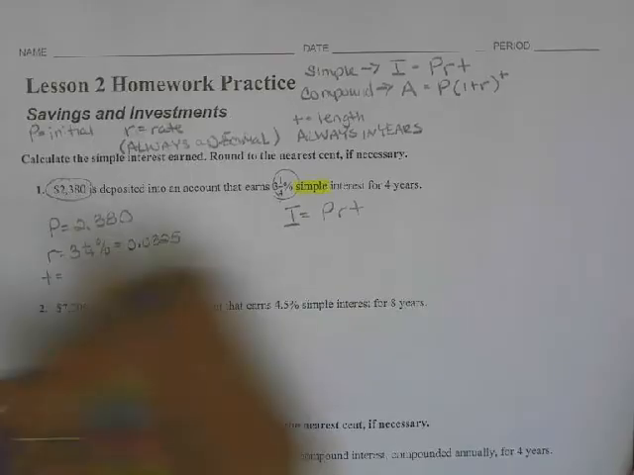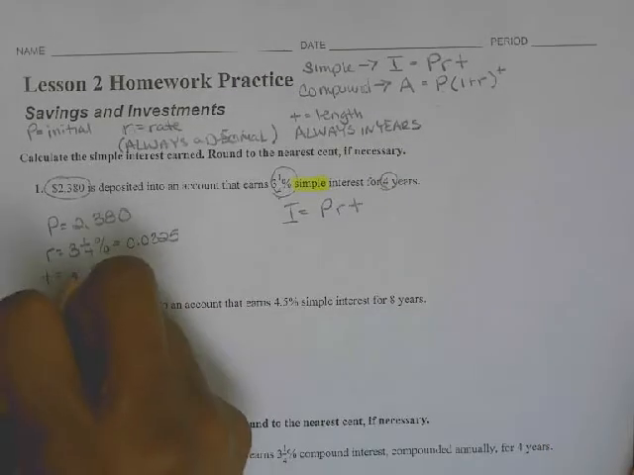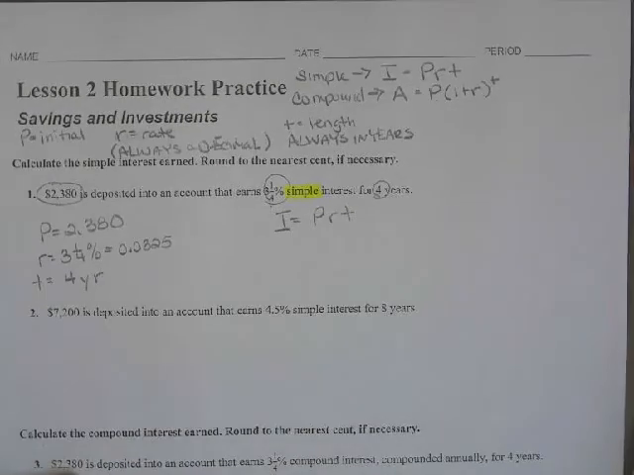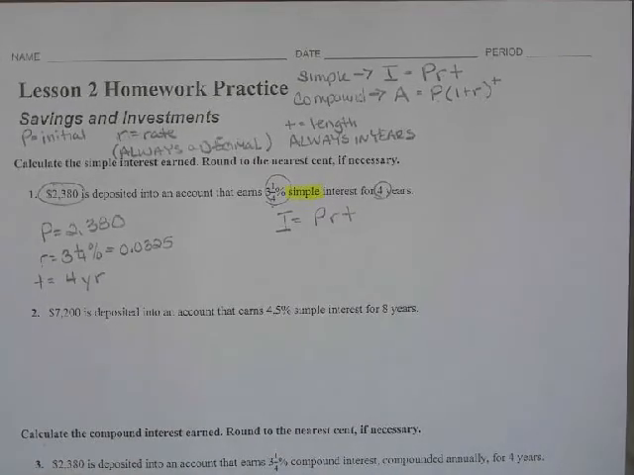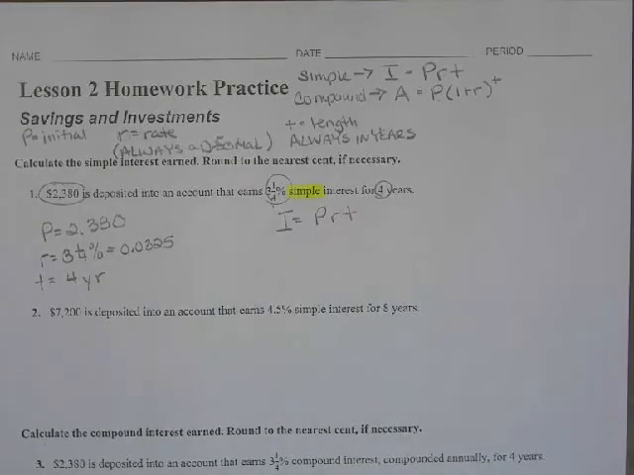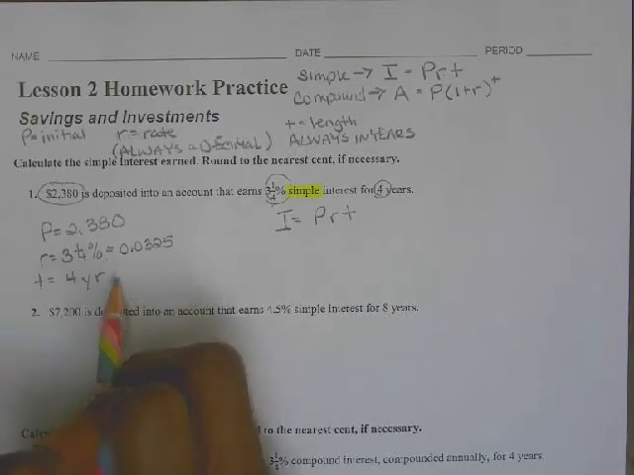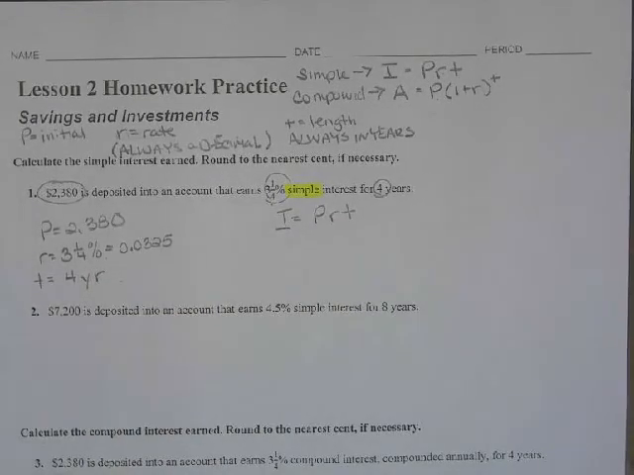My T is 4 years. We want to just clarify, because sometimes they'll tell you, oh, it was 18 months or it was 24 months. I always want to put it in terms of years. So if they give me anything other than years, I want to make that conversion over here before I go back and put it into my formula. Okay?